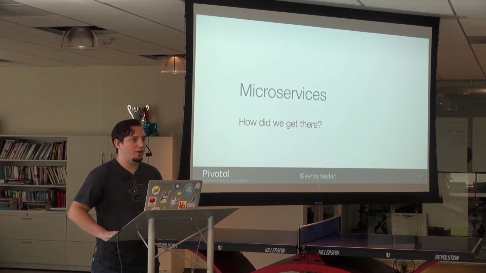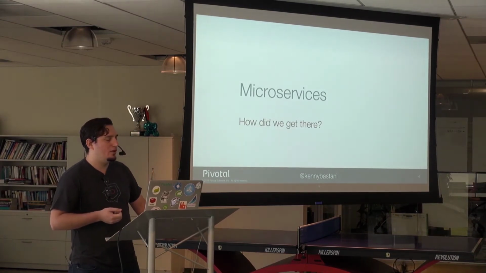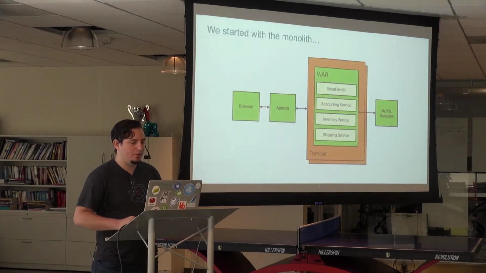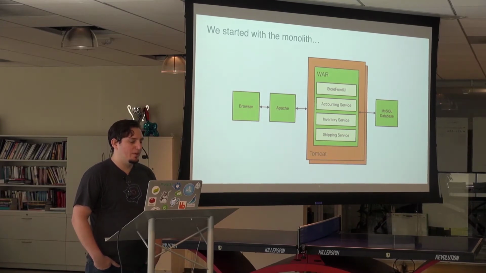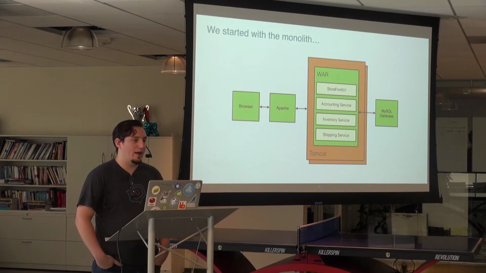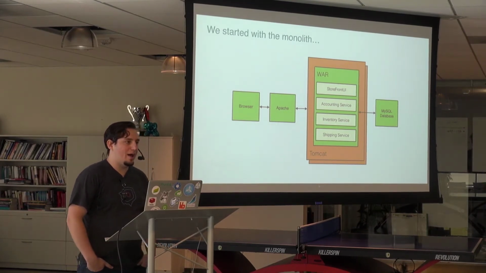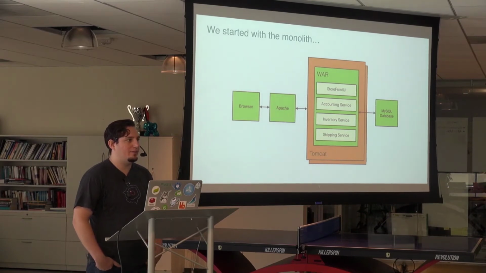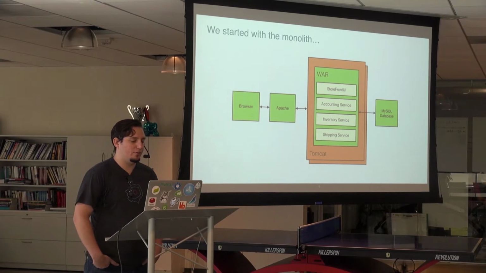OK, so I'm going to start out talking about a history of microservices, or why we're doing microservices today, why it's popular. So we started with the monolith, right? Most of you are probably familiar with this architecture pattern. Here I have an application server, and inside that application server, I have my deployment, which is my war artifact. And inside that war artifact, I have certain components that different engineers are working on. I have the storefront UI, the accounting service, inventory service, and shipping service.